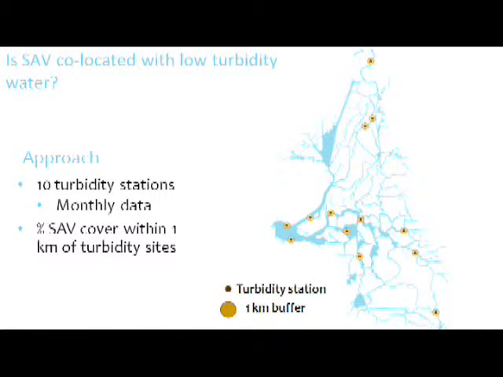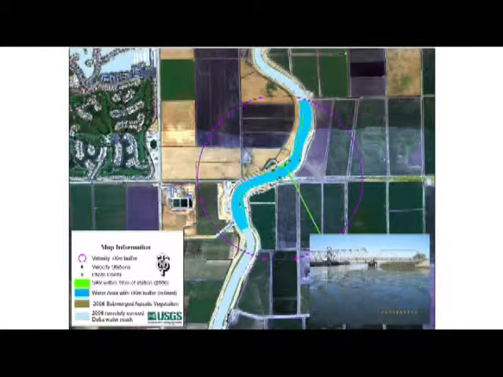So we also wanted to look at the relationship with turbidity. We had 10 turbidity stations, and then we did the same thing. We identified a buffer around the station to compare to the SAV cover. So I got them out of order, but somewhere in here the station is marked, and here's our 1 kilometer buffer around it.